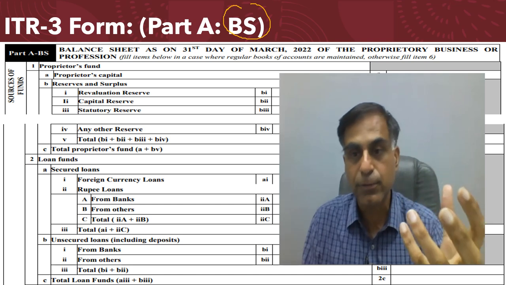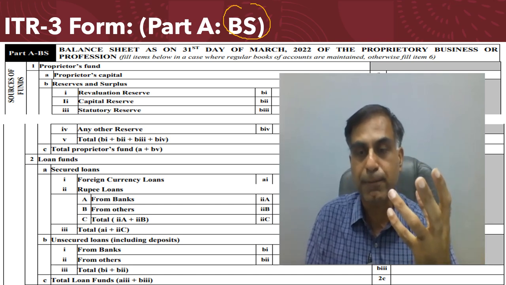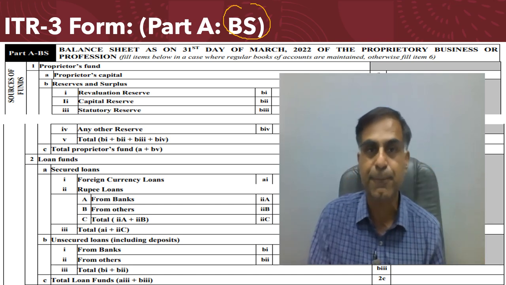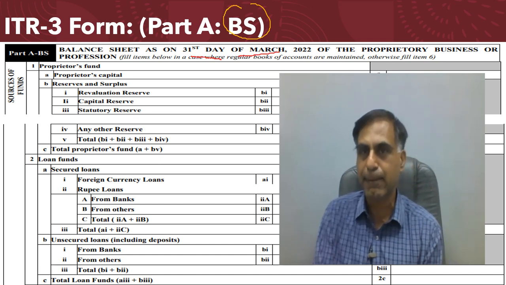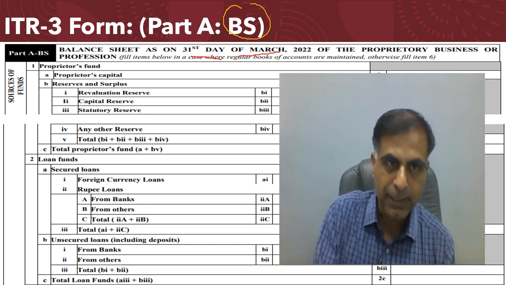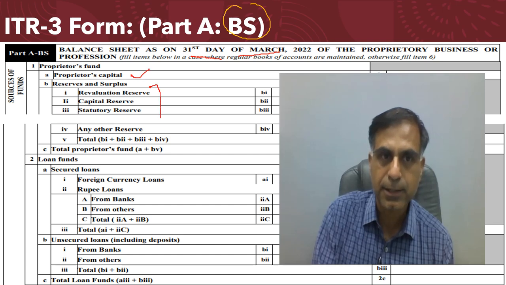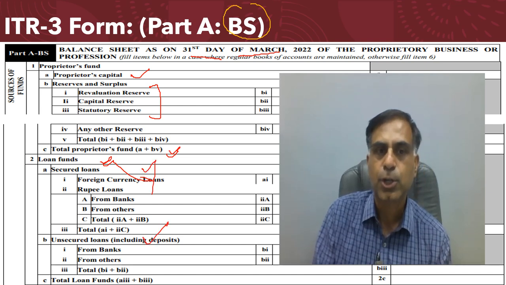Some of them may be applicable to you, or all of them may be applicable to you. I am quickly discussing them. The value as on 31st of March would be applicable. What are the values? Proprietor's capital, reserves and surplus, and total proprietary fund. Any loans taken by you, in the form of secured loan or unsecured loan, should be filled up.